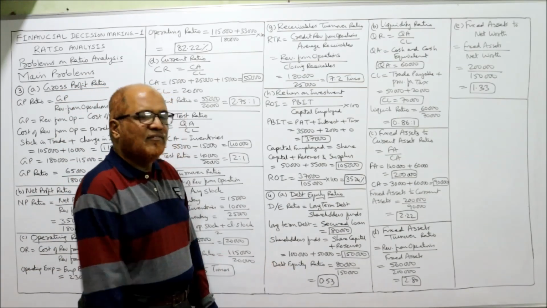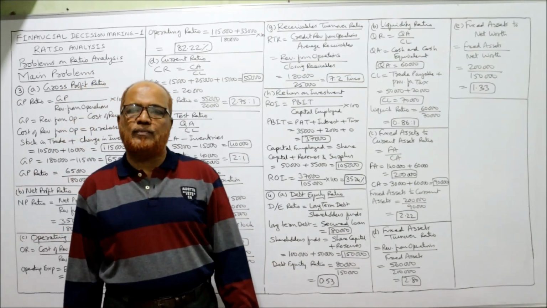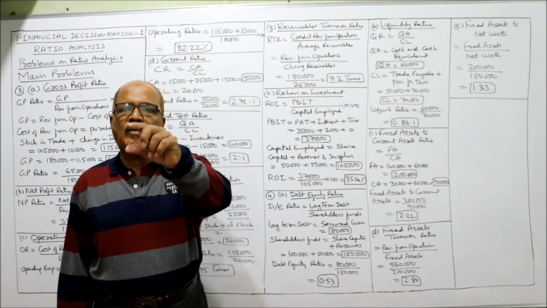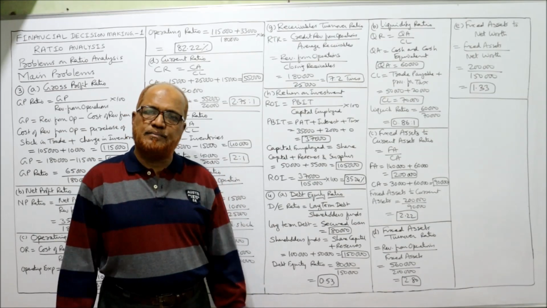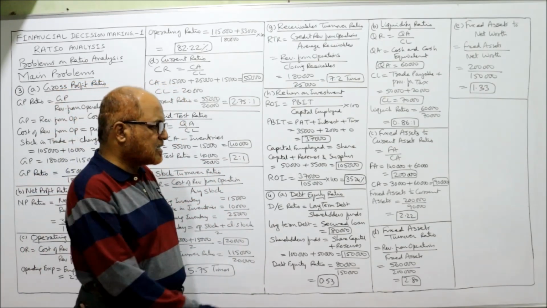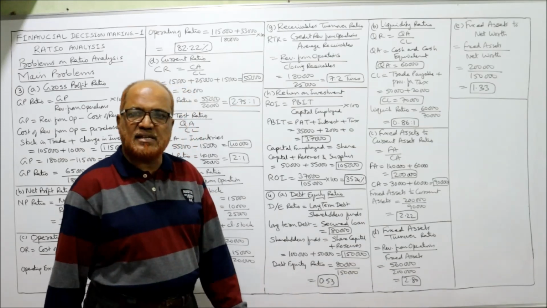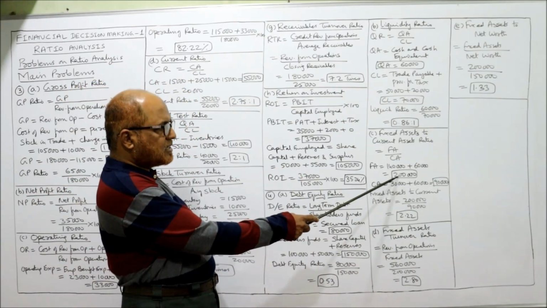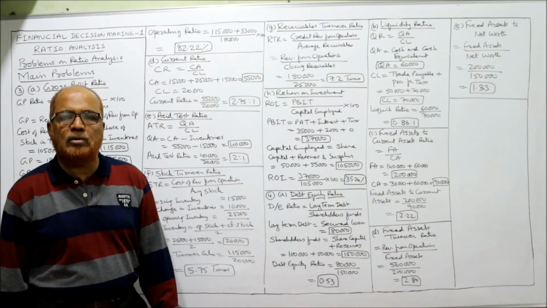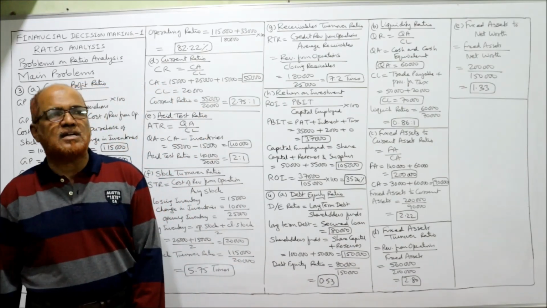The next ratio is fixed assets turnover ratio. This is the old formula, already we have applied in the previous problems: revenue from operation divided by fixed assets. Revenue from operation is given, sales, 5,60,000. And fixed assets, just now we have calculated, 2 lakh. So 5,60,000 divided by 2 lakh, 2.80. This is the fixed assets turnover ratio.